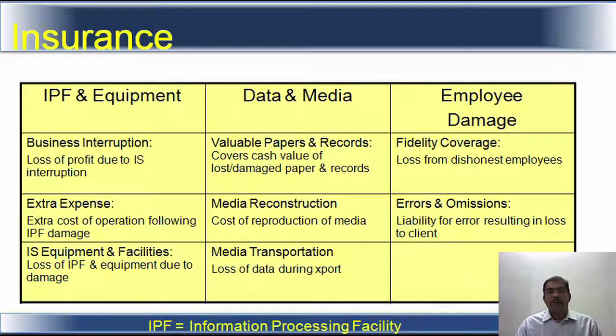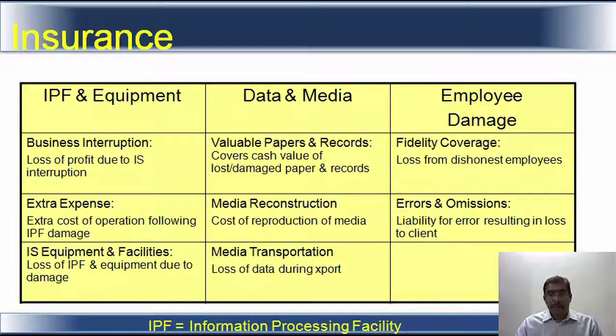IS equipment and facilities, loss of information processing facility and equipment due to damage. Then, under data and media, valuable paper and records are lost. It covers the cash value of lost or damaged paper and records. But you need to actually assign a value and the insurance company has to accept the value. Then the media reconstruction, cost of reproduction of media. Then loss of data during media transport. There will be an insurance for that.